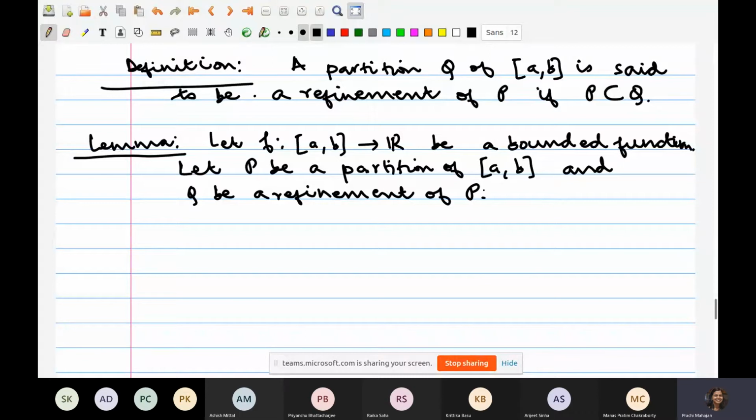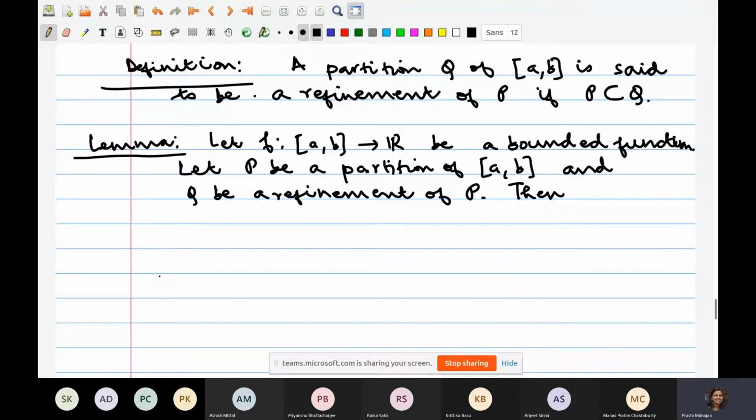Yeah, so remember this means that every point of P is a point of Q, and we have thrown in some more points in Q to create some extra subintervals. So what is it that we saw upstairs? We saw that if we add one point, then the upper sums decrease. And Q is obtained by refining P. Q is obtained by adding finitely many more points to P, because after all, Q is another partition of the interval AB. So Q has at most finitely many points.